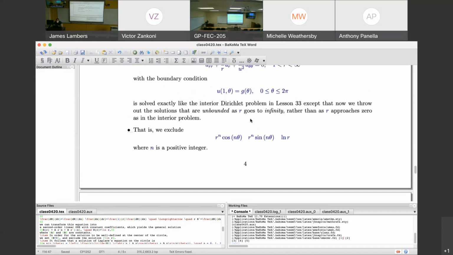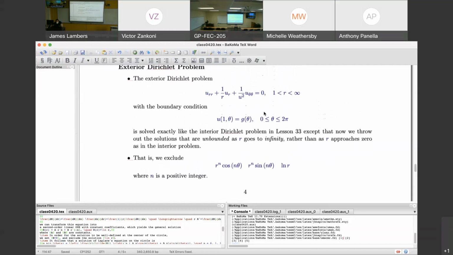For the interior problem, like I said, we cannot include any solution that blows up at r equals 0. For the exterior case, we need to toss out solutions that go to infinity as r goes to infinity. The reason is that would never be a physically reasonable solution. We do not have physical phenomena that blow up like that. That would be a huge problem.